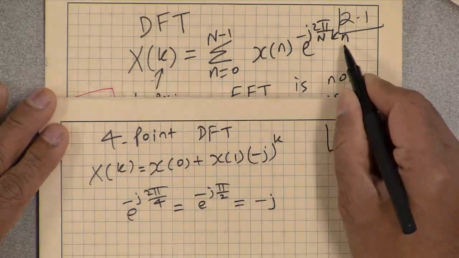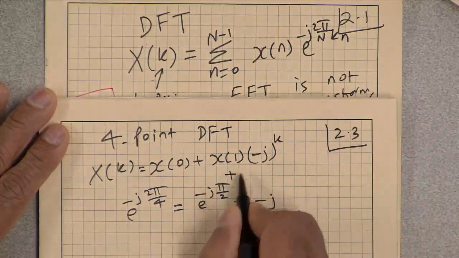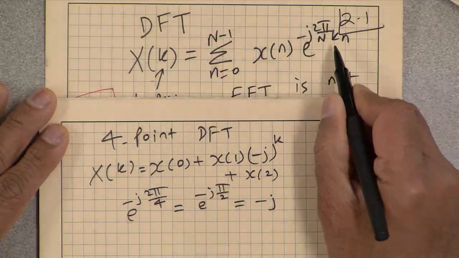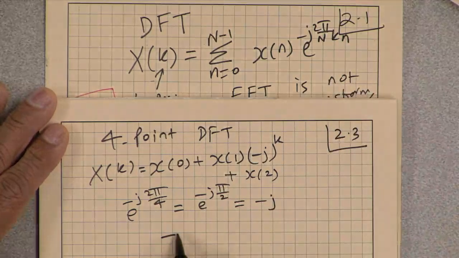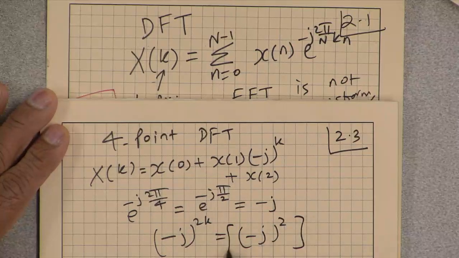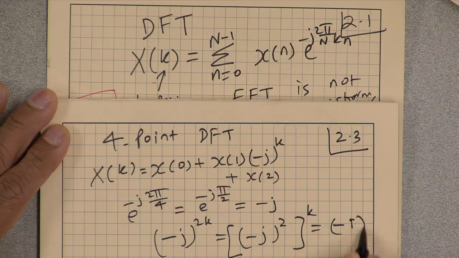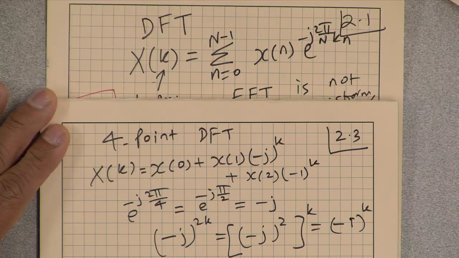So n is equal to 1, so k times 1 is k, plus x2 times minus j to the power 2k, which is minus j squared raised to the power k, which is the same as j squared, which is minus 1 to the power k. So that's x2 times minus 1 to the power k.